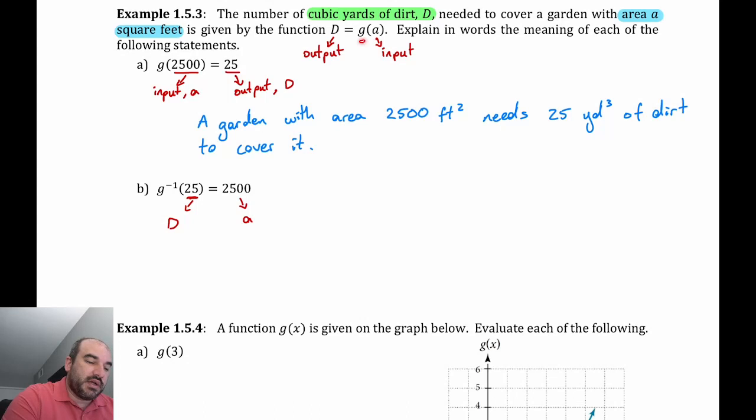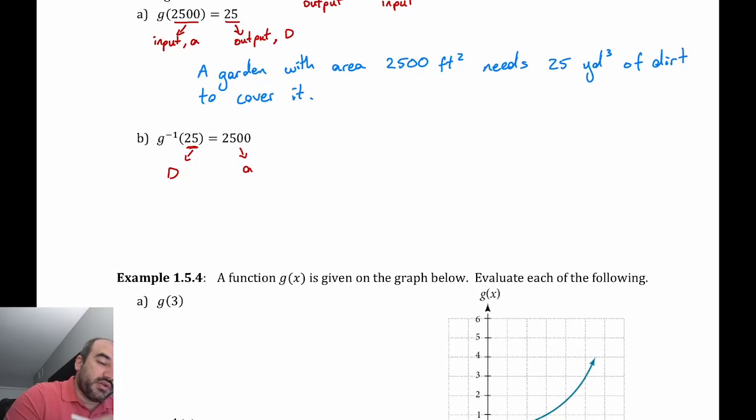While G was taking an input of the area of the garden and outputting the cubic yards of dirt, G inverse will be doing that operation the other way. It will take as input the cubic yards of dirt, and then it will output the area of the garden that you can cover with that dirt. Right, so the first one started with the area of the garden and told you how much dirt you need. This one is going to take how much dirt you have and tell you how big an area you can cover with that dirt. So the sentence here is going to be written backwards.